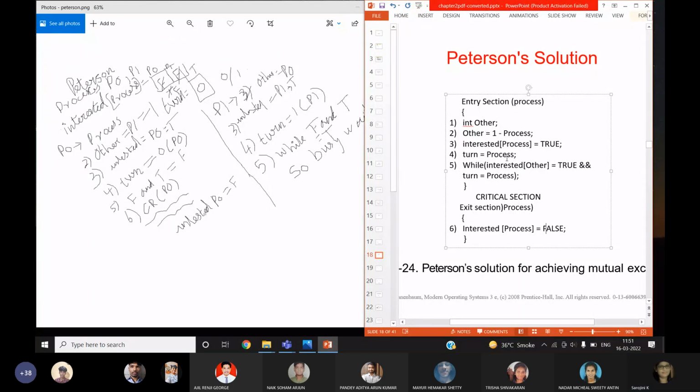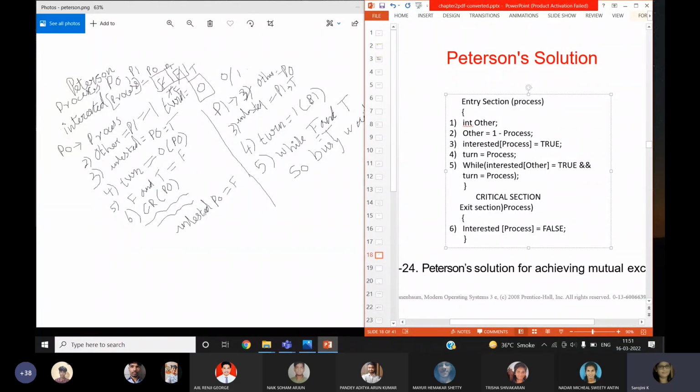Okay, this is clear. Interested of process, what is process? Process 1. So interested of 1, which is P1, equal to true. And then turn equal to process. Now turn equal to 1, because turn equal to process, and process equal to 1. Look at here, turn equal to 1. That denotes this is a turn of process 1. The 1 denotes P1.